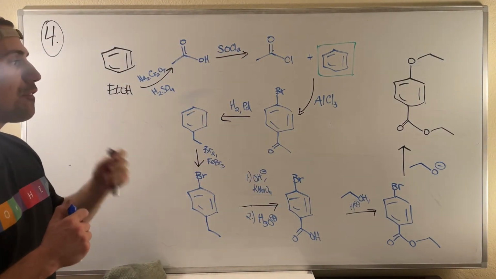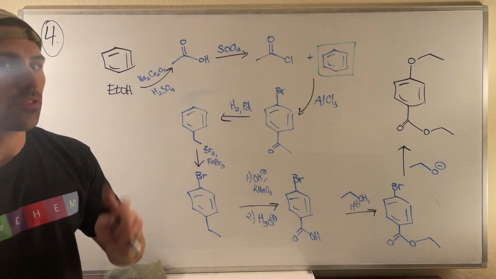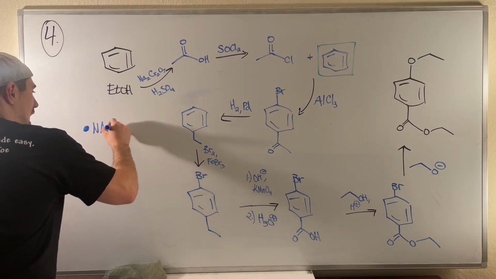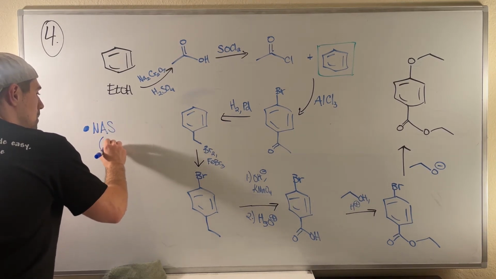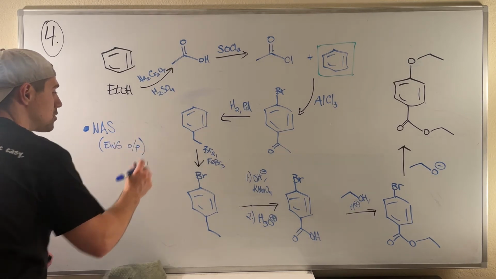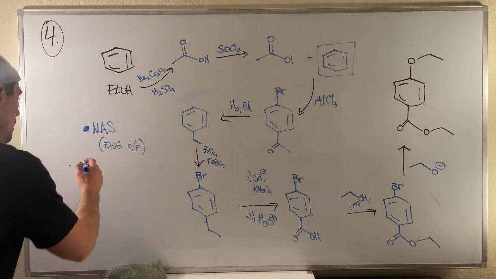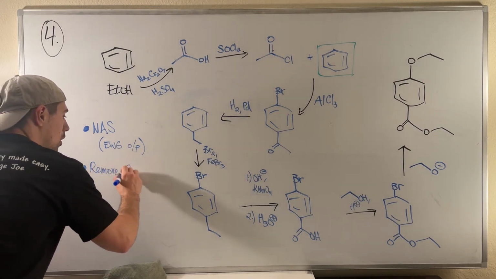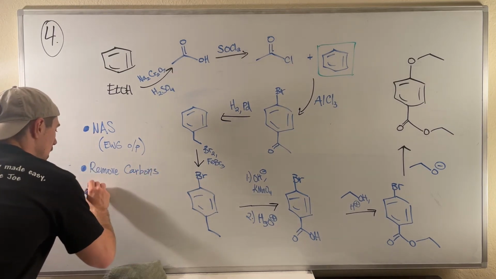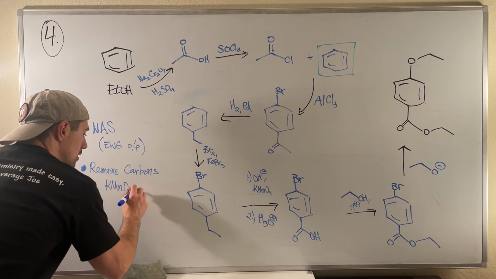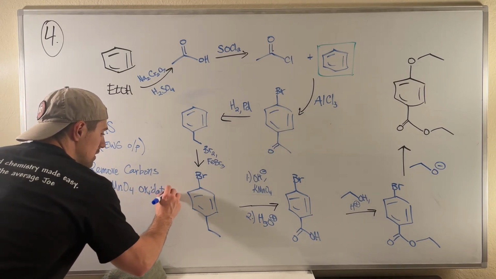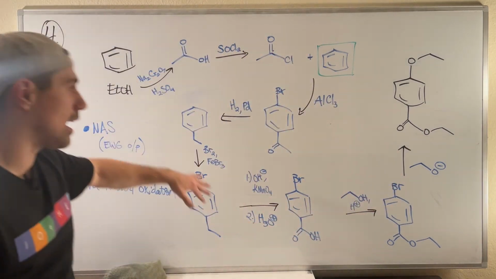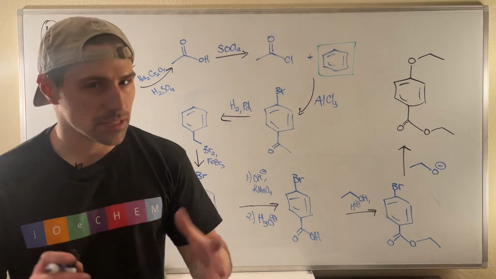I feel like the crux of this problem was 2 things. One being the use of NAS and making sure you had an electron withdrawing group ortho or para to make sure that was a good NAS reaction, as well as the fact that we can remove carbons via KMnO4 oxidation, like oxidative cleavage. So I'm going to walk you back this way, and even reading it forward could maybe make sense as well.